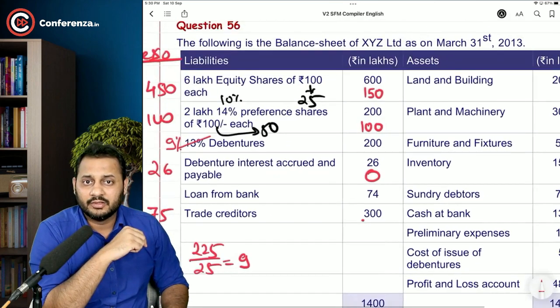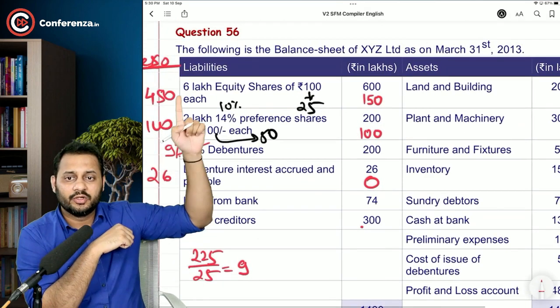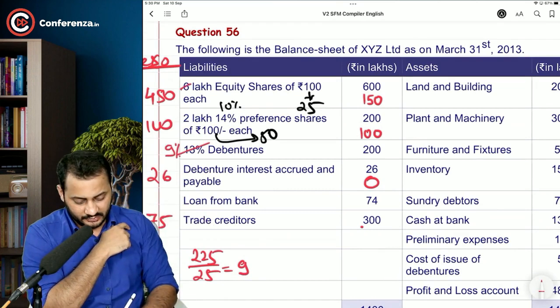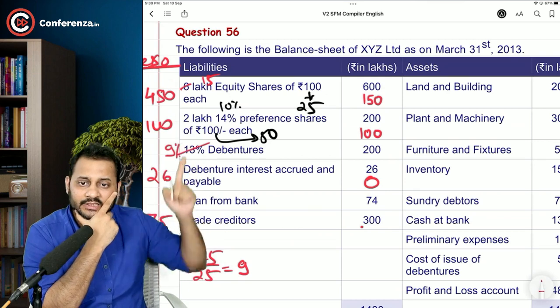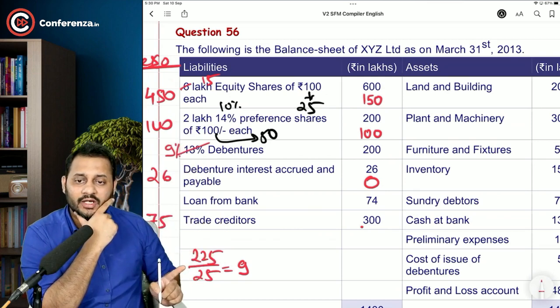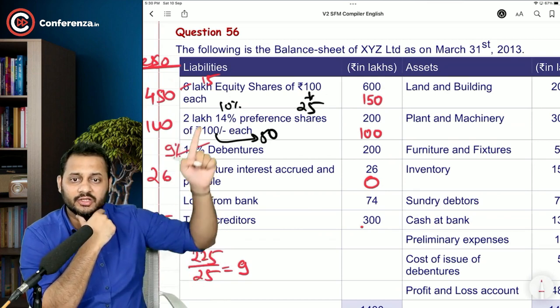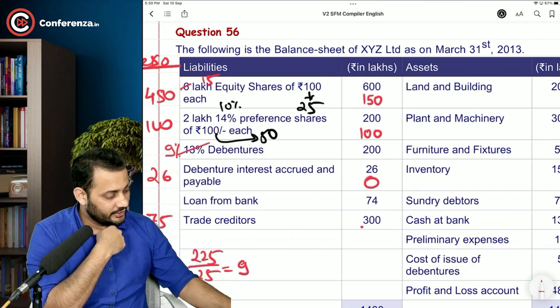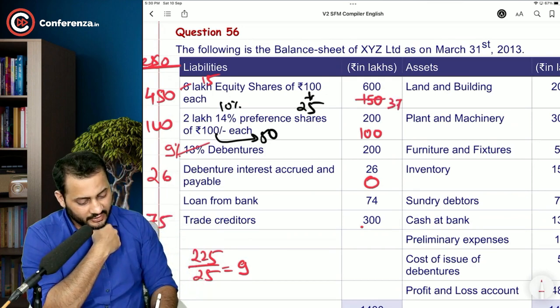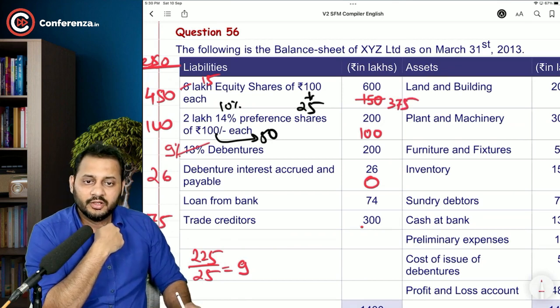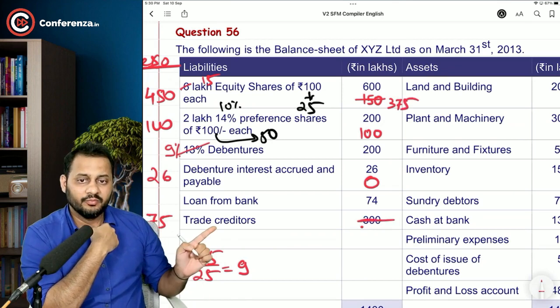So what will happen after this? The total equity share will become 15 lakh. Do you agree with this? 6 lakhs plus 9, and 225 will be added to the equity shareholders. That is 150 plus 225. That will be 375 now. It will get removed totally from here.